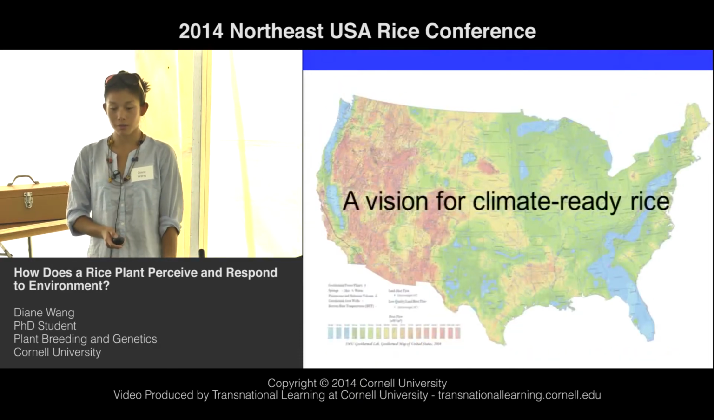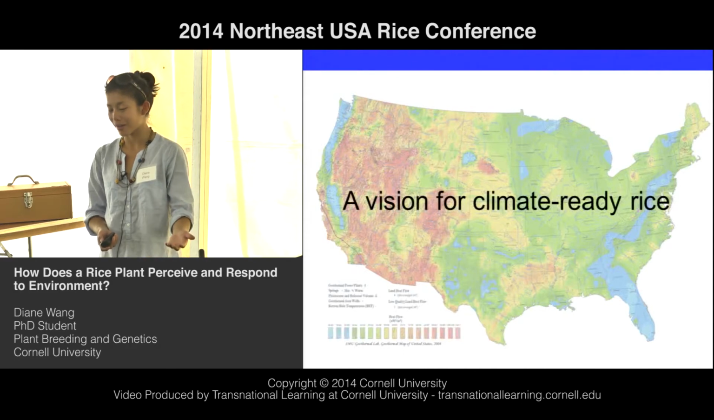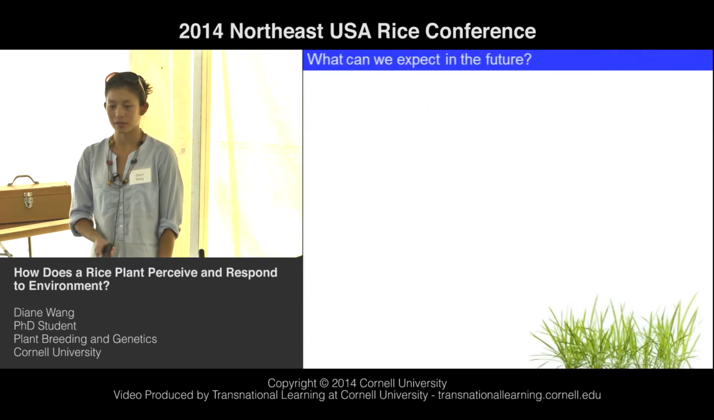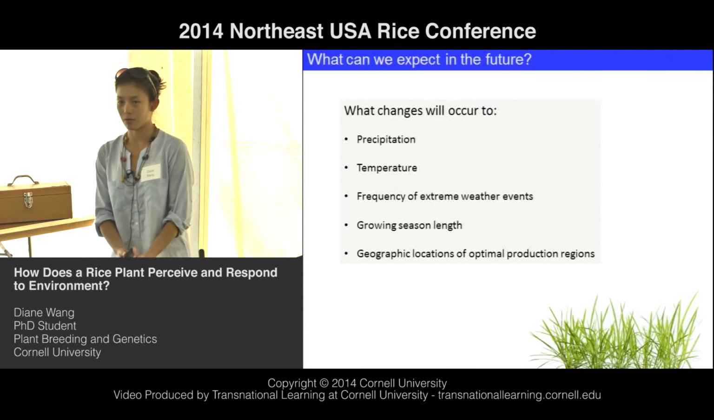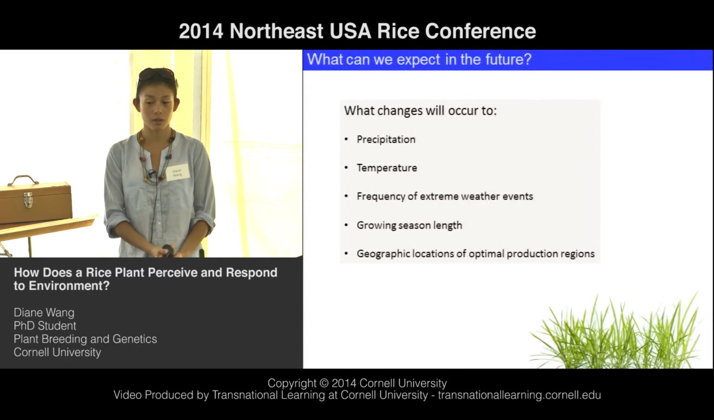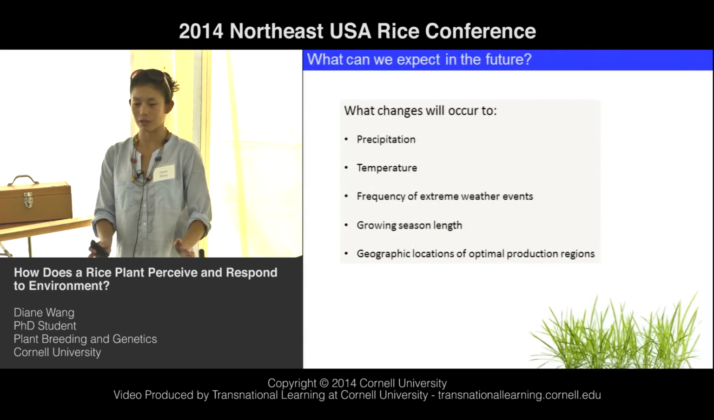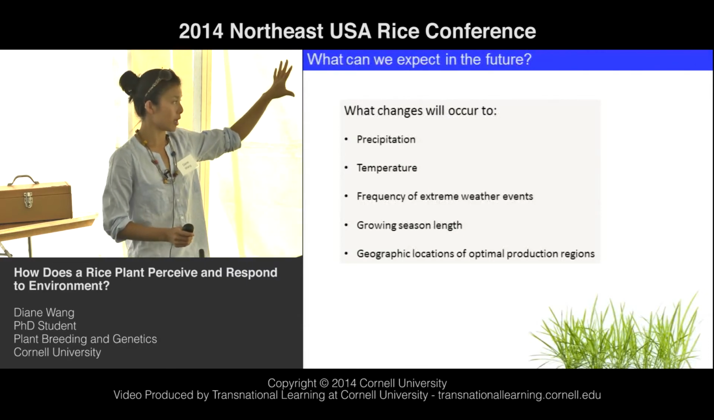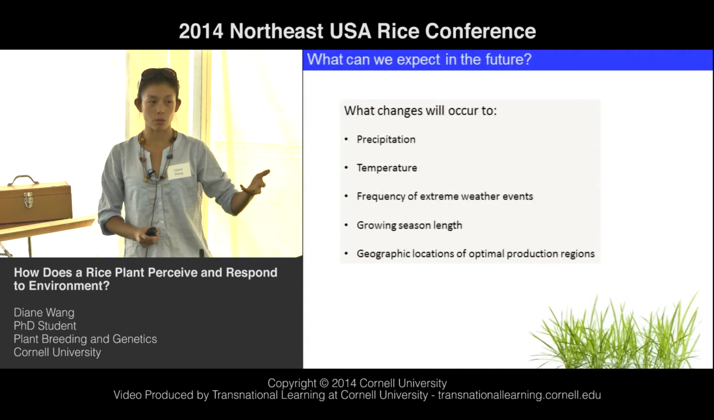Okay, so then this brings me to my last part, and I thought it was sort of a tall order to give my vision for climate-ready rice, and so I think I have more questions than answers in the end. So what can we expect in the future? Well, the climate scientists haven't really come to any agreement from all their models, but it appears that there will be changes in precipitation, temperature, perhaps the mean and the variance. They're not totally clear on the variance because the models aren't agreeing. And perhaps also in the frequency of weather events. And then all those three above will affect growing season length, as well as perhaps the geographic locations that will be optimal for certain crops.